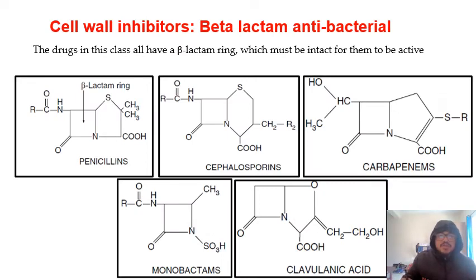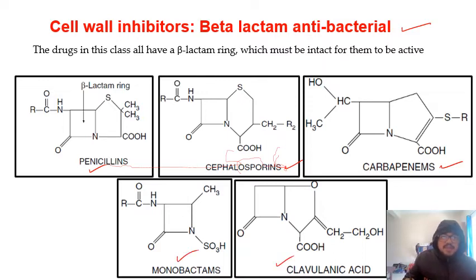So cell wall inhibitors are also commonly known as beta-lactam antibacterial agents or beta-lactam antibiotics. There are five classes of drugs in this beta-lactam group. First is penicillin, then cephalosporin, then carbapenems, monobactam, and clavulanic acid.